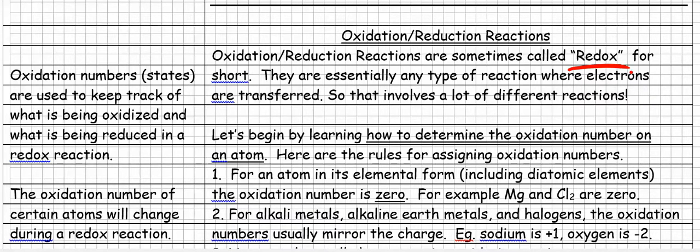So it's not a separate category. That involves a lot of different reactions, all right? Oxidation numbers or states are used to keep track of what is being oxidized and what is being reduced.